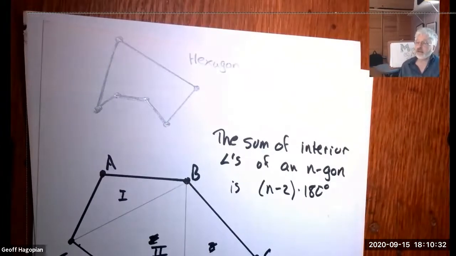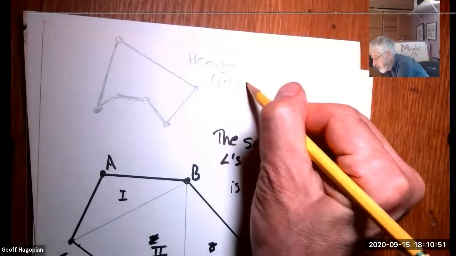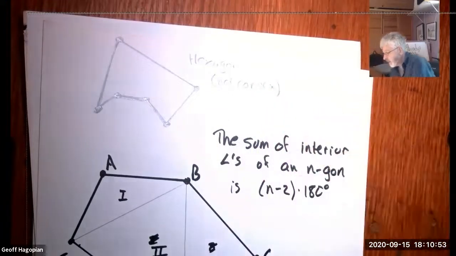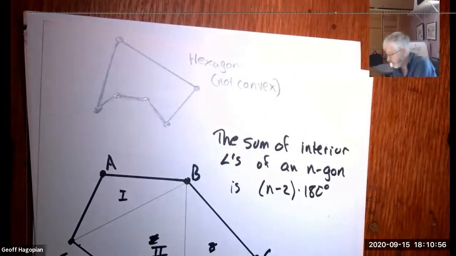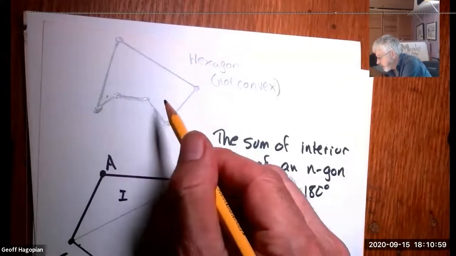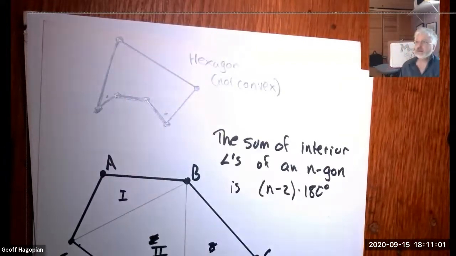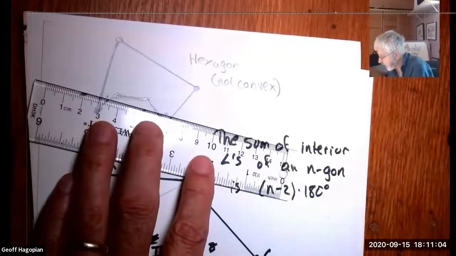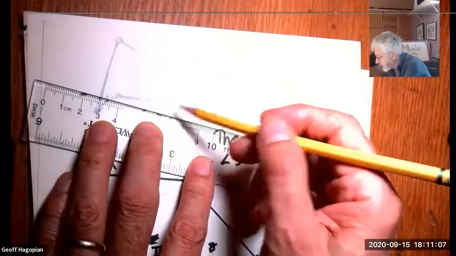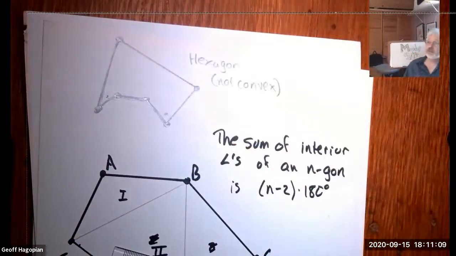This is not a, sorry, the word is escaping me. Convex. This is a convex. I'm sorry, it's not convex. Why not convex? Well, because for a convex polygon, given any 2 points on the interior, like say these 2 points here, you could draw a line segment which also lay on the interior of the polygon.